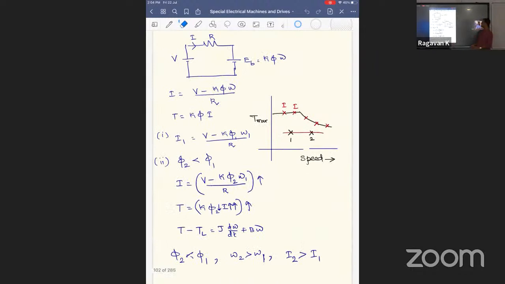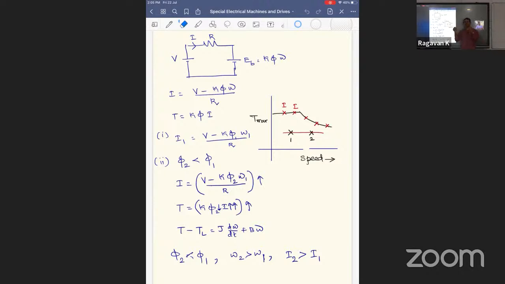How much it has to lead depends on where you want to go, which region. This speed you want, here or here, like that. If you want to go for a very high speed operation, the shift that you will be introducing for the current waveform from that of the back EMF will also be more. So up to base speed operation, it is going to be in phase, because you don't want flux weakening here, right?